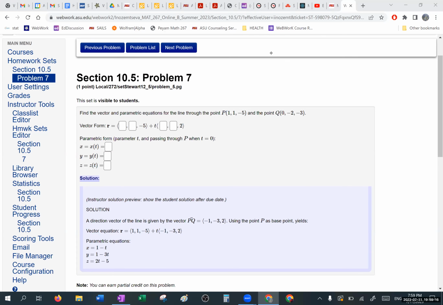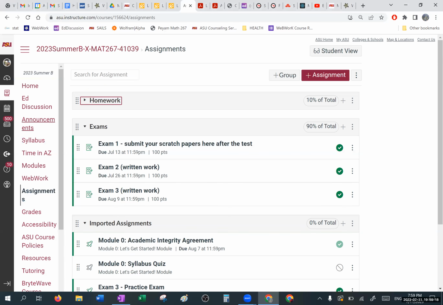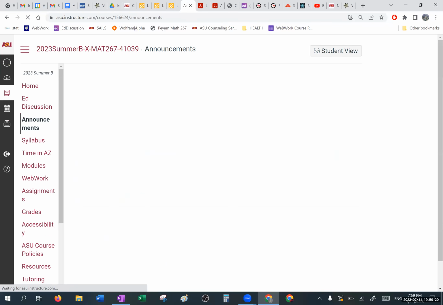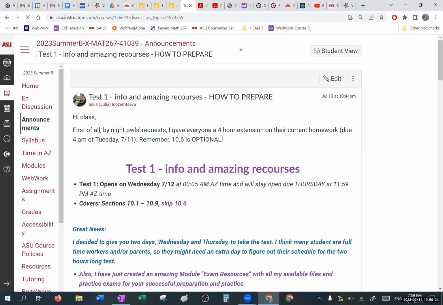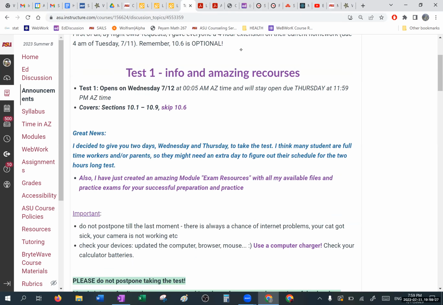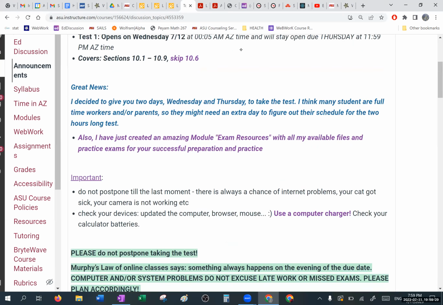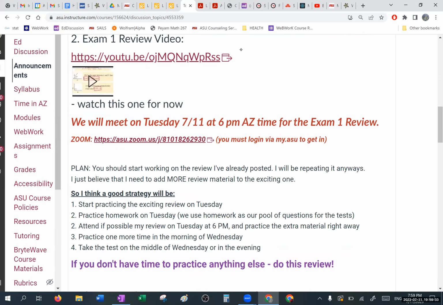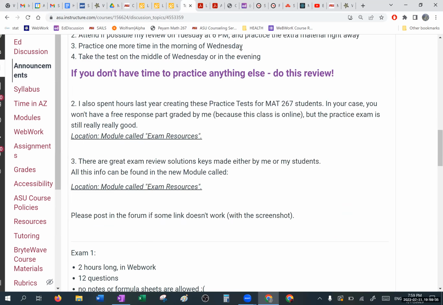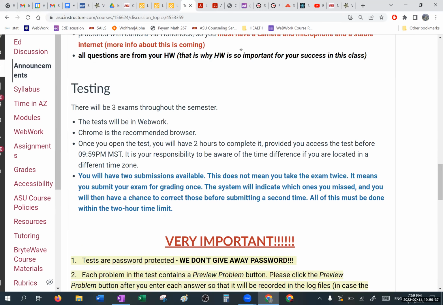10.6 is not in the test. Yes, please read my announcement carefully, because lots of details there are pretty important, including what chapters are not covered. So you skip 10.6, it says here. And then you just have all my notes here, everything, how to practice and take the test, preferably tomorrow.